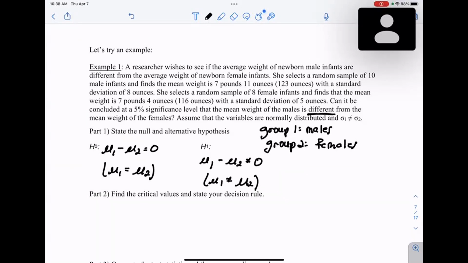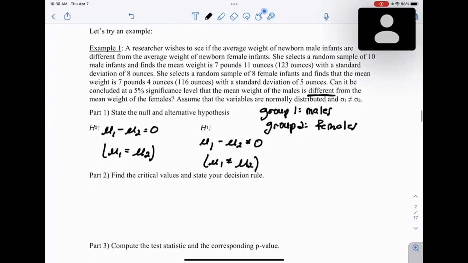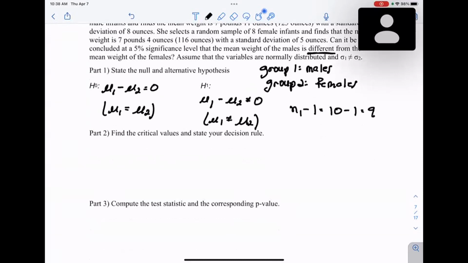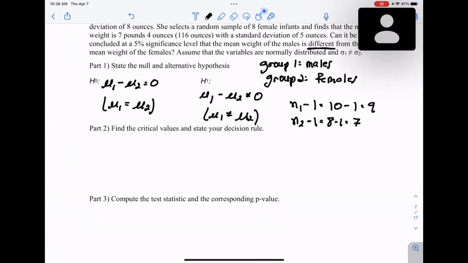You need to find the degrees of freedom. So you need to look at the smaller between n1 minus 1 and n2 minus 1. So what is n1 minus 1? N1 minus 1 is 10 minus 1, or 9. What is n2 minus 1? It's 8 minus 1, or 7. Which one's the smaller between those? 7, obviously. So then we use the degrees of freedom as 7 for this.